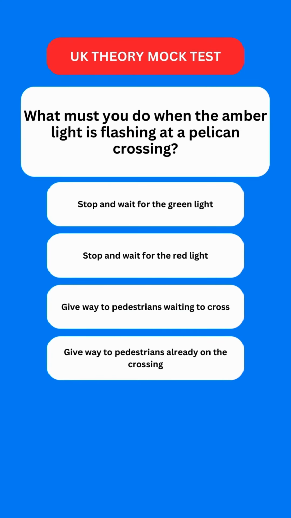Next question is, what must you do when the amber light is flashing at a pelican crossing? Options are stop and wait for the green light, stop and wait for the red light, give way to pedestrians waiting to cross, or give way to pedestrians already on the crossing. So the correct option is the first one. In this case, you should stop and wait for the green light.